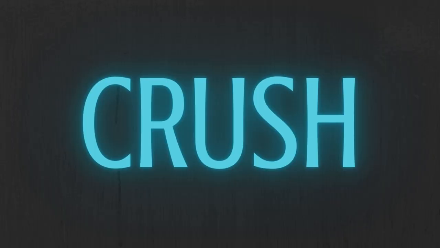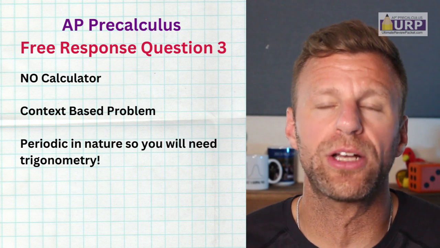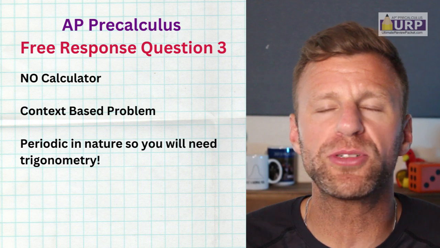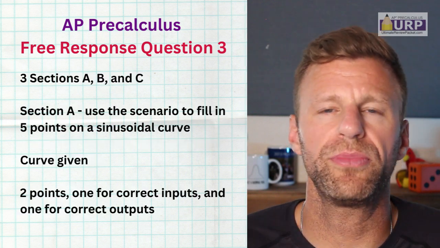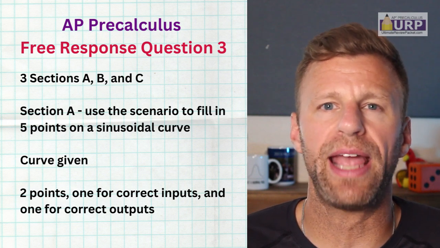In this video, I'm going to teach you how to crush the third free response question on this year's AP Precalculus exam. Now, on this question, you cannot use a calculator, and it is a context-based question, which means there's real-world implications to it. Now, this problem is going to be periodic in nature, which unfortunately means you are going to need trigonometry. The third free response question is going to have three sections, A, B, and C.